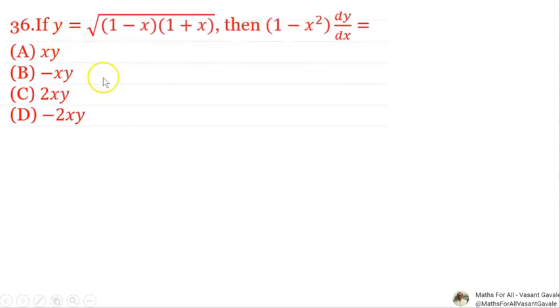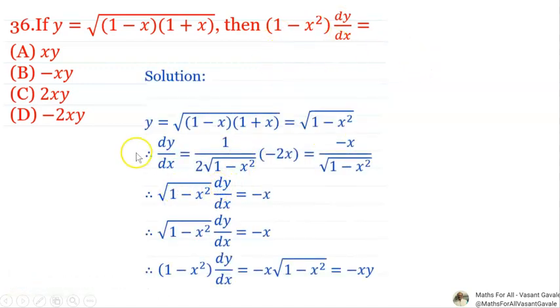If y is equal to root of (1 minus x) into (1 plus x), then (1 minus x square) into dy by dx is equal to? Okay. Now first, y is equal to root of (1 minus x) into (1 plus x). Then you will get y is equal to root of 1 minus x square.